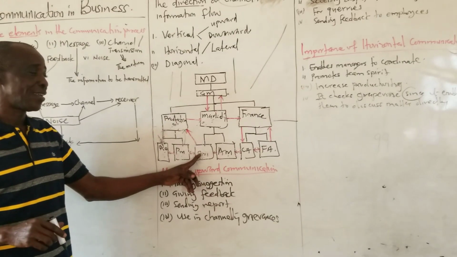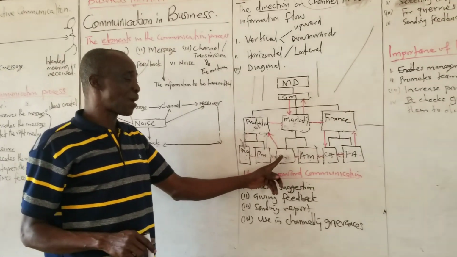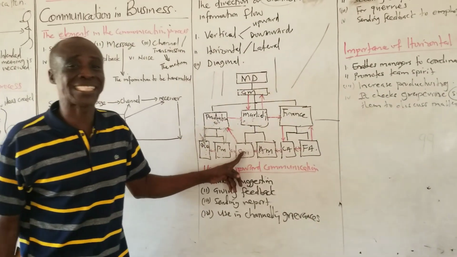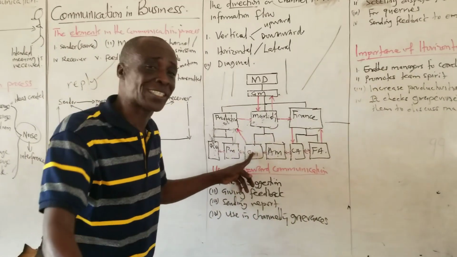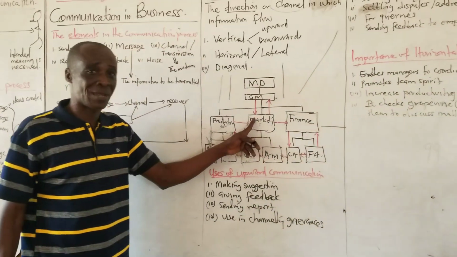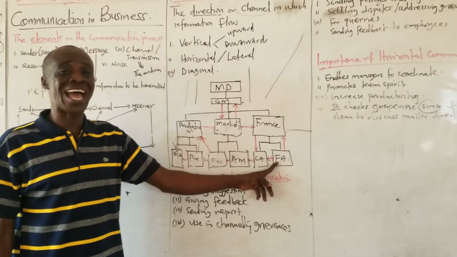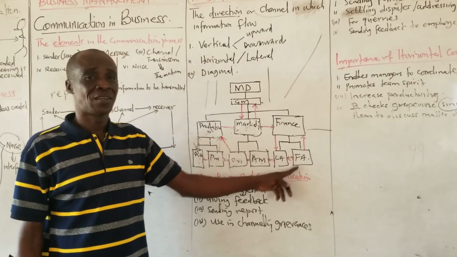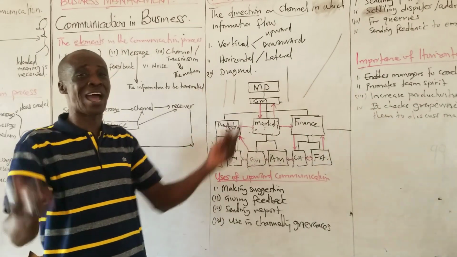So look at it. The sales manager doesn't have a direct reporting relationship with this one. The sales manager has a direct reporting relationship with what? With the marketing manager. Now, this is the financial accountant. Who doesn't he have a direct reporting relationship with? I hope you said the finance manager. If you said that one, you are right.